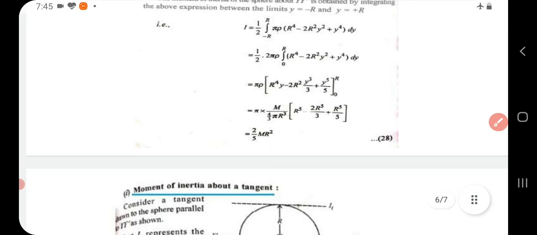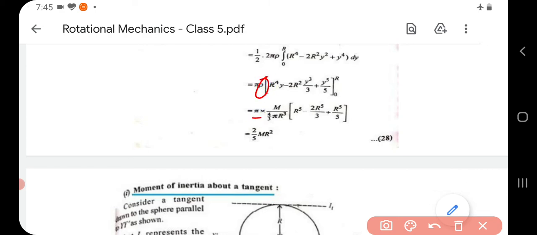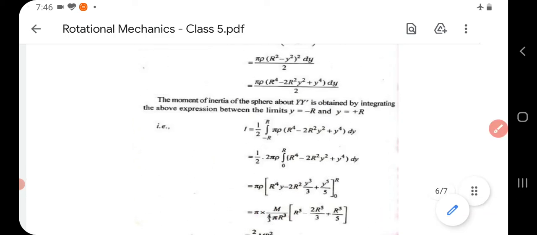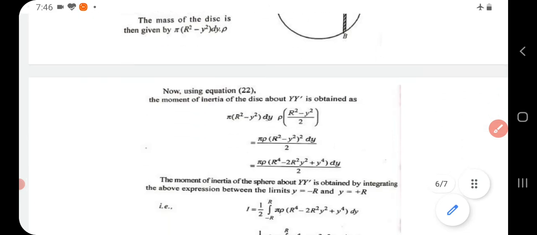Now here also you just write pi. We have already written rho as m by 4 by 3 pi r cube, right? So just substitute that value. Then after that you just apply the value r, that is, in place of y you are substituting r. So r raised to 4 y will become r, so it will be r raised to 5 minus 2 r square. In place of y cube you will write r cube. That is, you are just applying the limit that you know. Finally you will get the answer as 2 by 5 mr square. That is the moment of inertia of the solid sphere about a diameter.